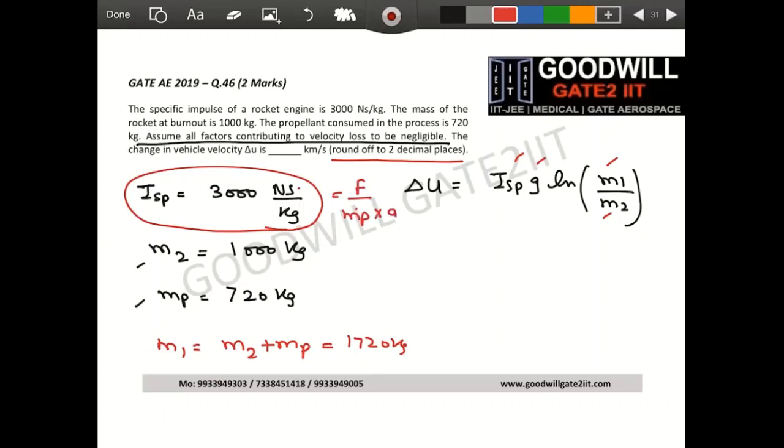They don't have gravity here. So ideally speaking, this is ISP into G, which is 3000 Newton seconds per kg, or this is CJ. So this whole quantity is 3000. If you check the units, ISP is in seconds, gravity is meter per second square, or to be very precise, this comes out to be Newton seconds per kg. You are using gravity again.